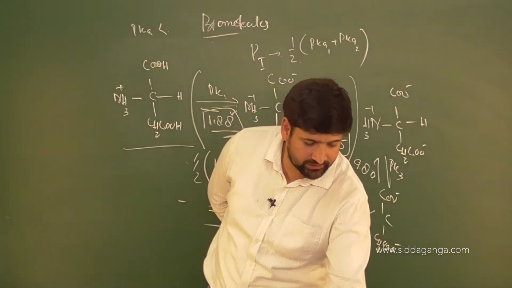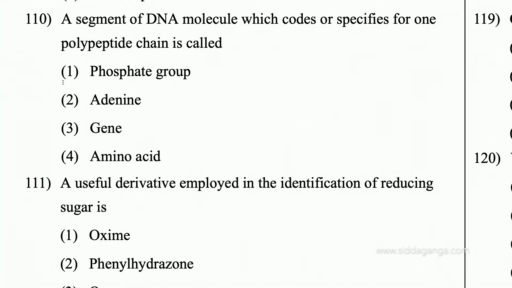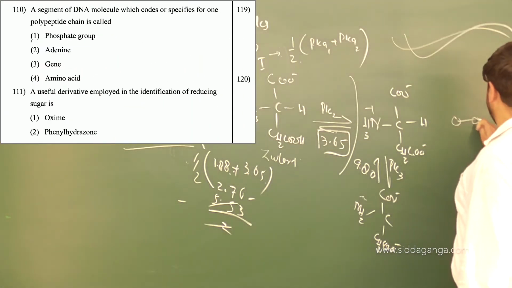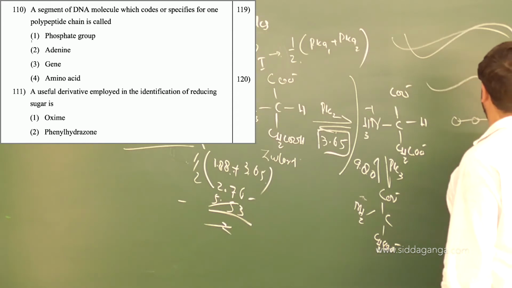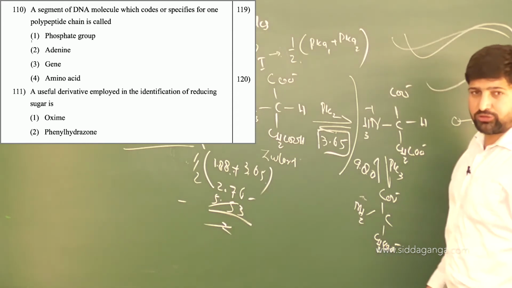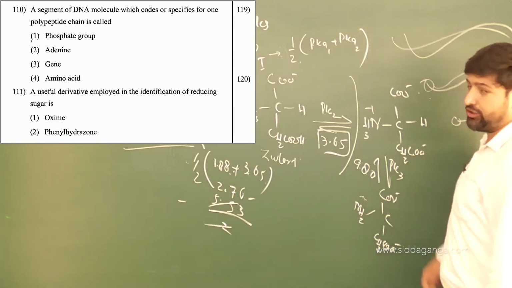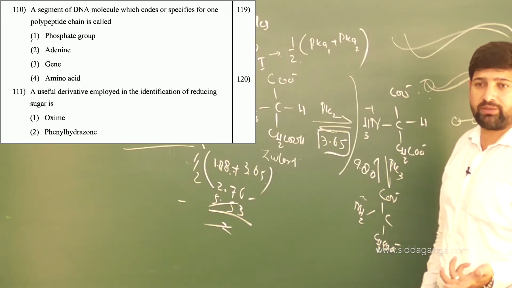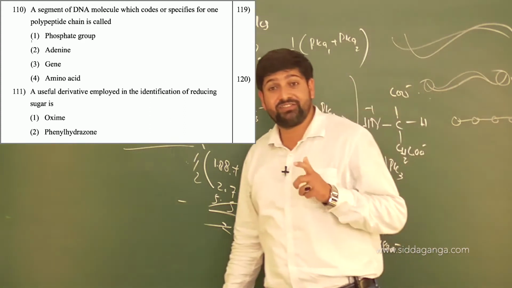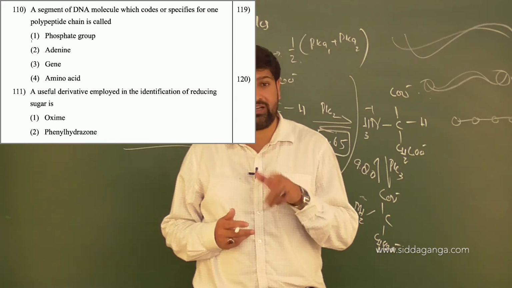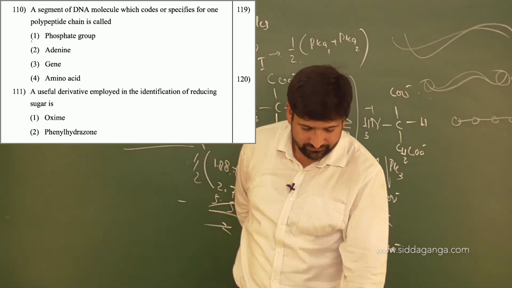Question number 110. A segment of DNA which codes or specifies for one polypeptide chain. So a DNA segment which is asking for one polypeptide chain means it should be able to produce messenger RNA. And to produce messenger RNA, the important thing is that you should have an initiator, you should have a propagator, and we need to have a terminator. Correct or not? That can only be produced by the functional part of the DNA called a gene. So genes are the functional parts of the DNA which are able to produce the functional product, and the functional product is what? Protein.